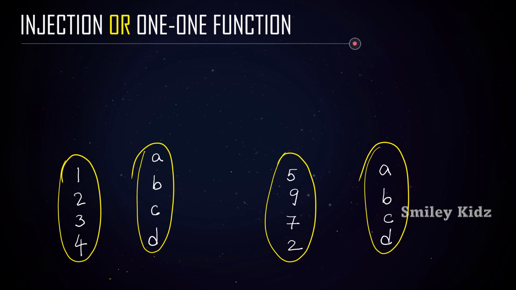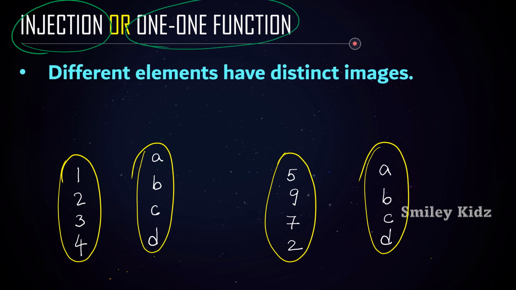Firstly, we have the injection or 1-1 function. It is either known as an injective function or a 1-1 function. In such a function, different elements have distinct images. Now what are images for this? Let me make you understand. Let's say this is set A and set B. Here I have some sort of mapping in this manner.